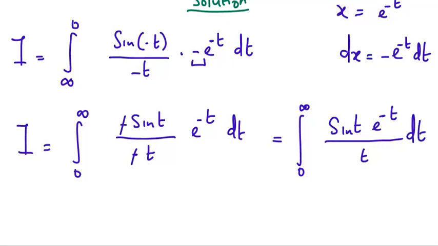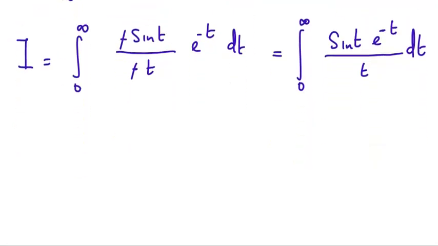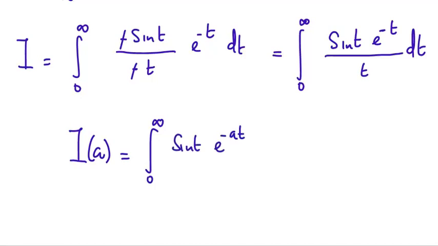and then we have our dt. Now from here, we're going to make use of Feynman's technique. So let's define a function. That I of a is equal to the integral from 0 to infinity of sine t times e raised to the power of negative at, divided by t dt. And obviously we know that our integral here is equal to I of 1, right?